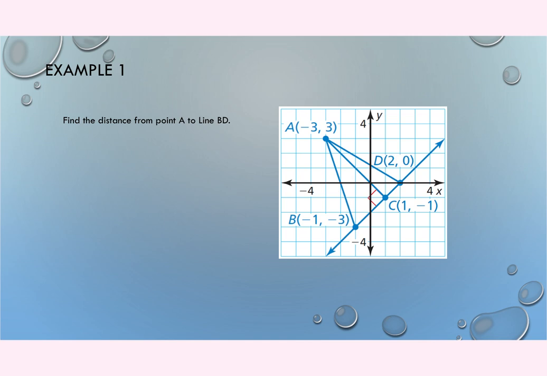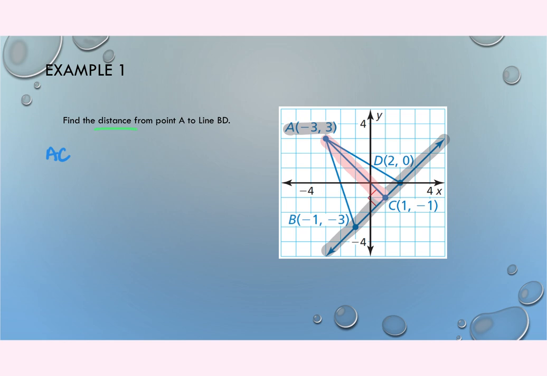This first example says find the distance from point A to line BD. So A is here, line BD is this full line here. There are 3 segments drawn here. The one we actually want to find the length of is the perpendicular segment. So we want to find the length of AC because that would be the distance.